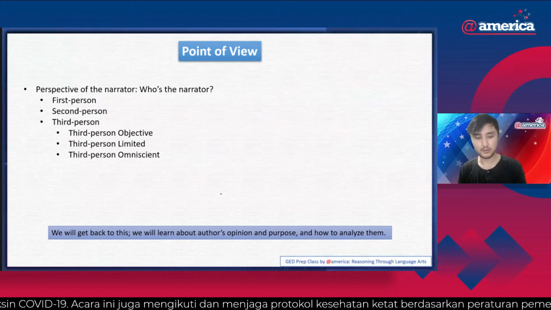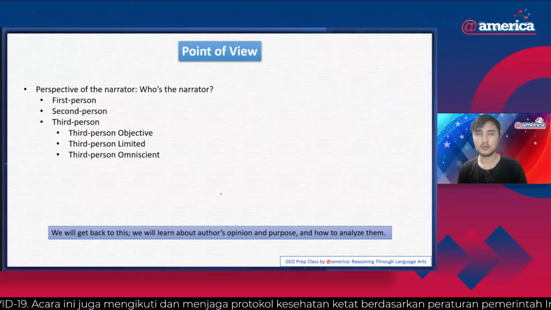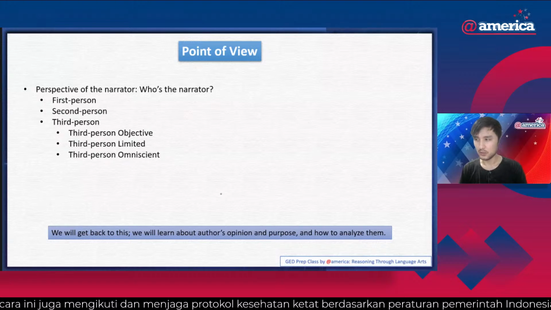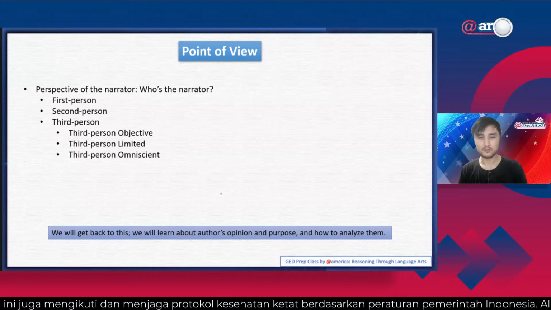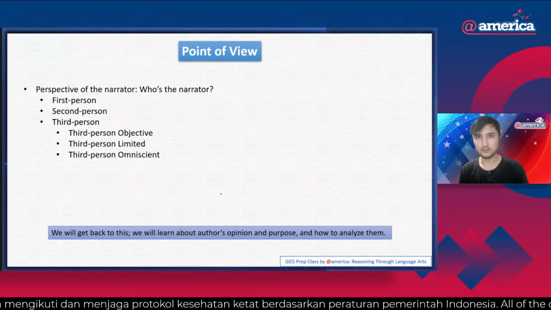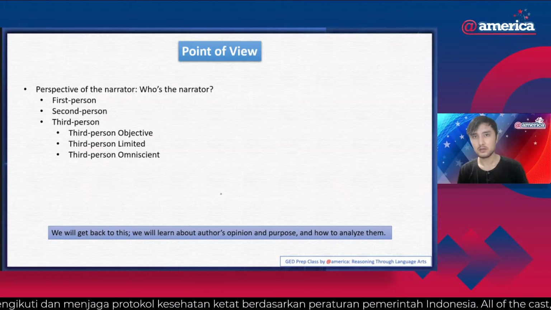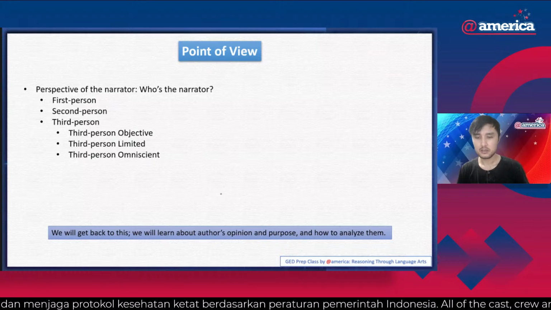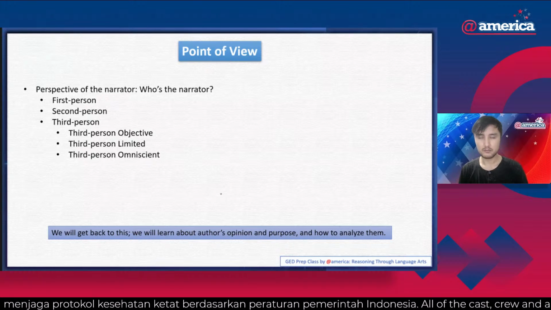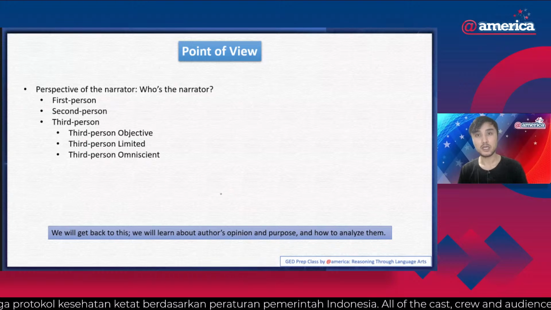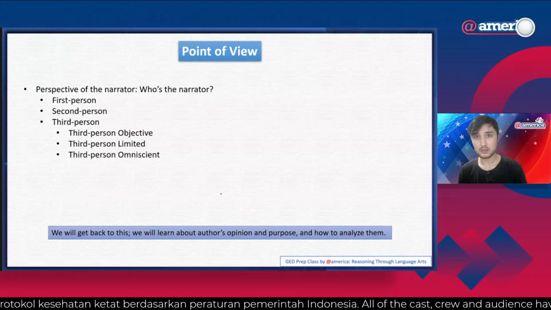As I said in the beginning, we'll get back to this and we'll talk more about author's purpose, about a text's purpose, and about word choices, like what kind of words authors use when they want to negate someone, or badmouth something, or talk negatively about something. And we'll talk about how we can analyze those words and how we can understand author's purpose for the text.